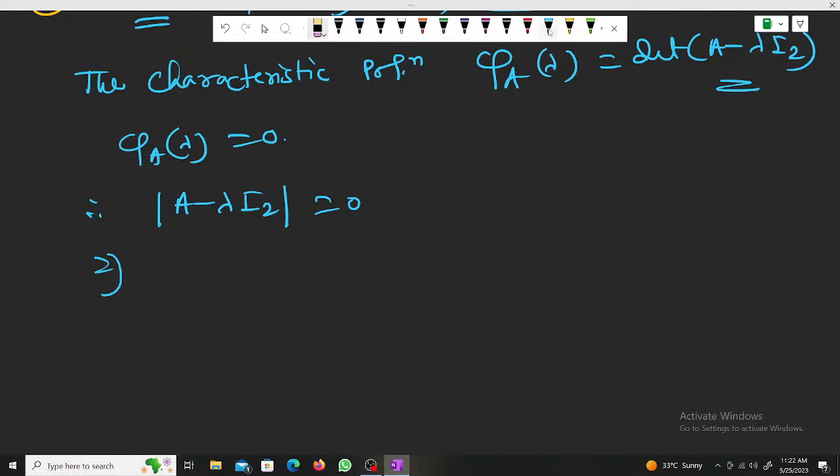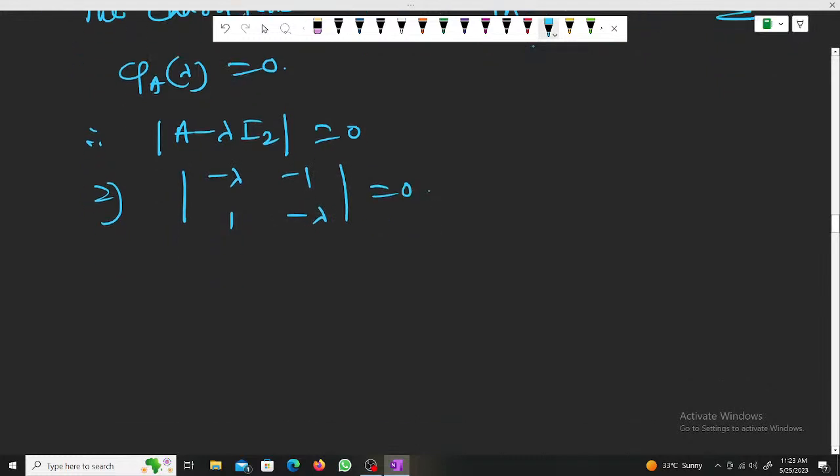now calculate the determinant, so we can write minus lambda, minus 1, 1, minus lambda. All right, okay. Now we can evaluate this matrix. We get this equation lambda square equals to 1.